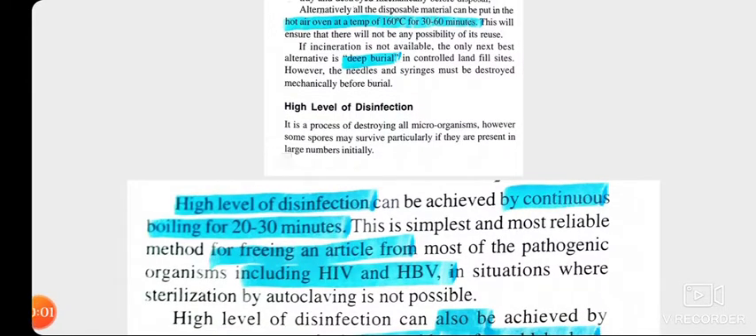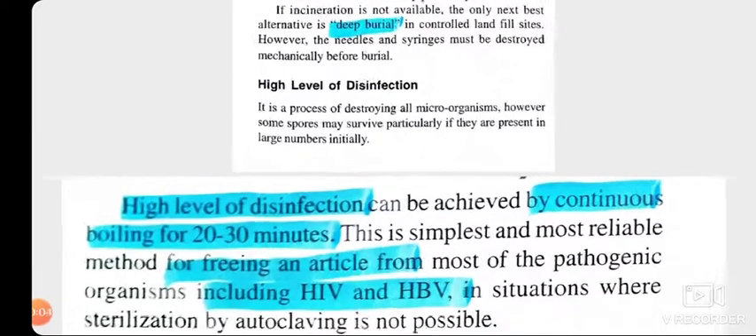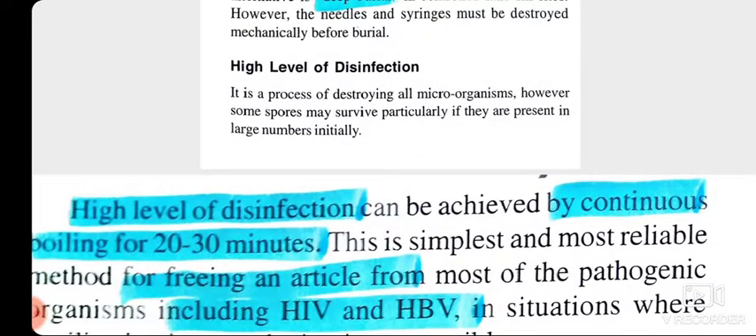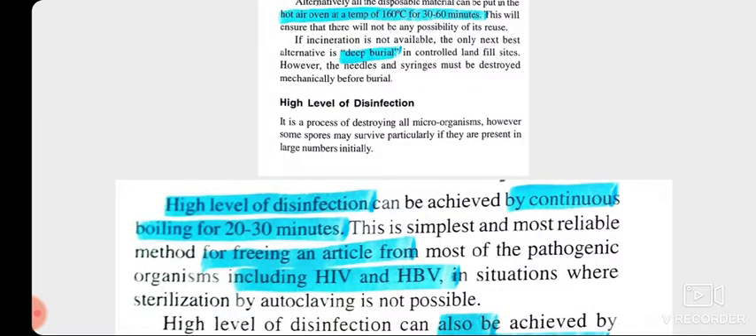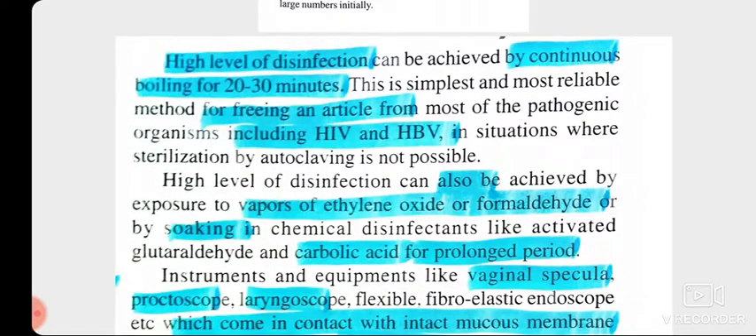There is an extra term called high level disinfection. It is the process of destroying all microorganisms like spores and all viruses. However, some spores may survive, particularly if they are present in large numbers initially. For these types of spores and viruses, high level disinfection should be achieved, and it can be achieved by continuous boiling for 20 to 30 minutes. This is the simplest and most reliable method for freeing an article from pathogenic organisms, including HIV and HBV virus also.